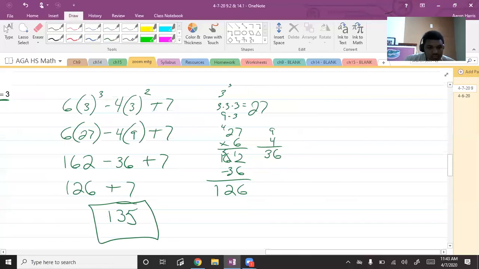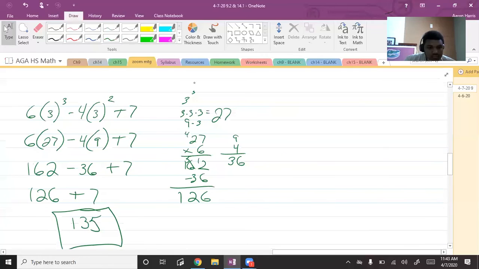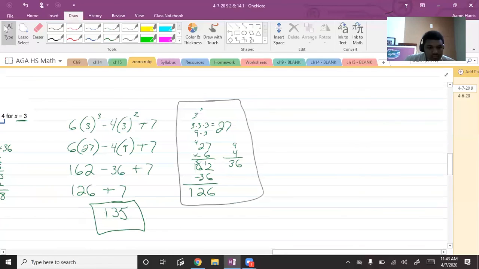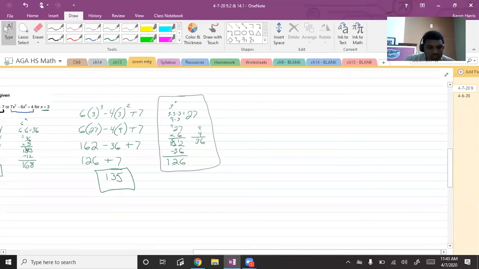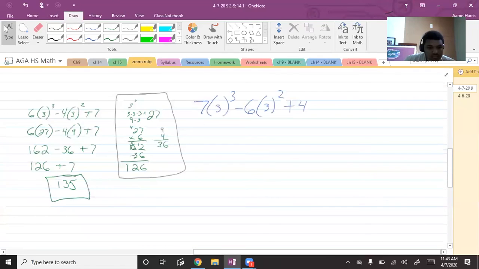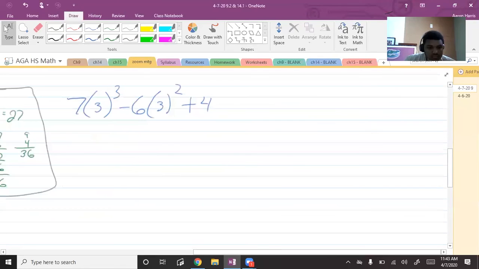Again, I'm going to box this so we know that this is our work. And now we got to substitute in for the other problem. Okay, so here we go. We have 7, plug in 3 cubed minus 6, 3 squared plus 4. Okay, all I did was substitute 3 in for my x.